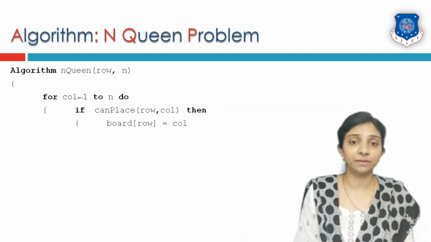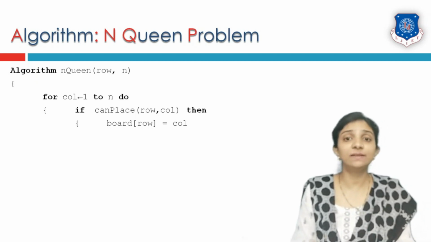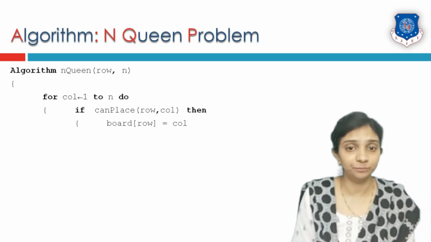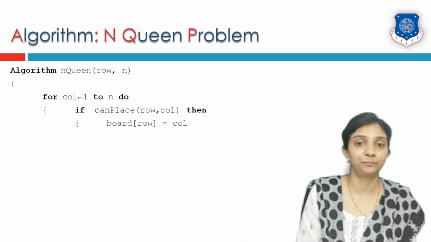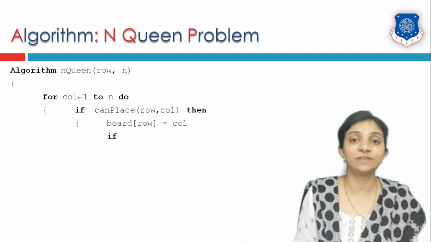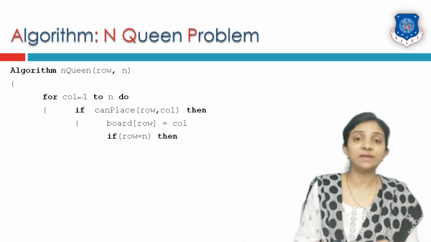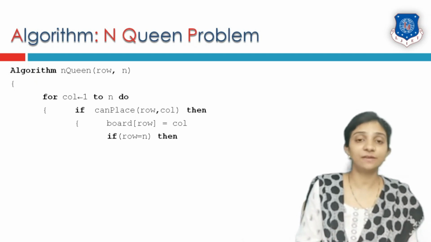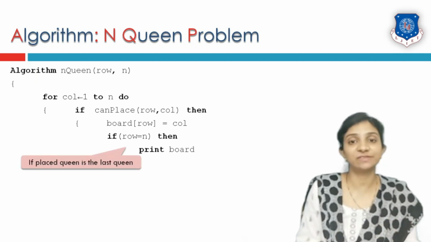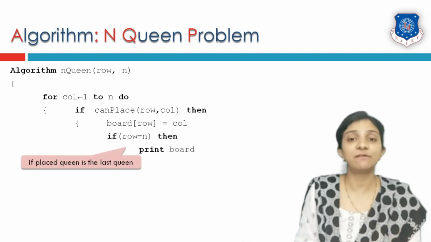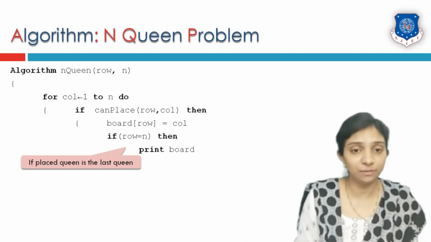If the can place algorithm returns true, that means we have to set this value in the solution vector. The solution vector is nothing but the board named vector. So board of row is equal to column. If this queen is the last queen, that is, if this row is the last row, that means we have already placed the last queen. We have to print our solution vector. That's why here we are printing board.